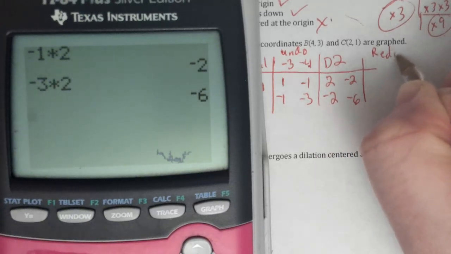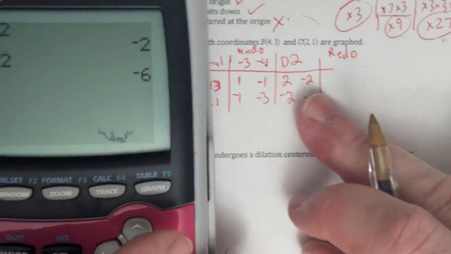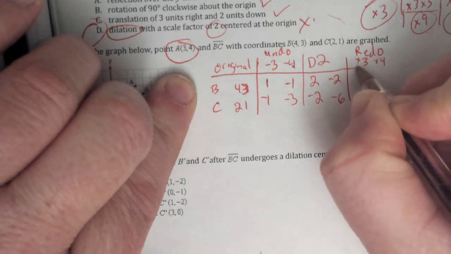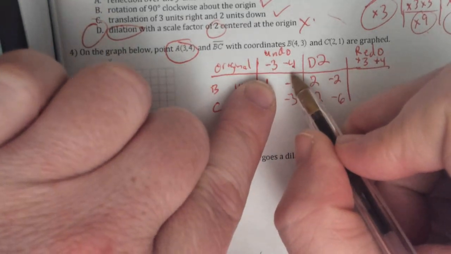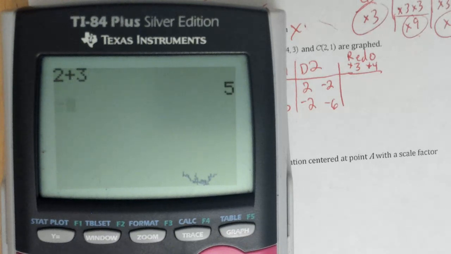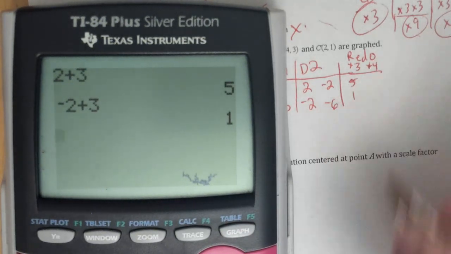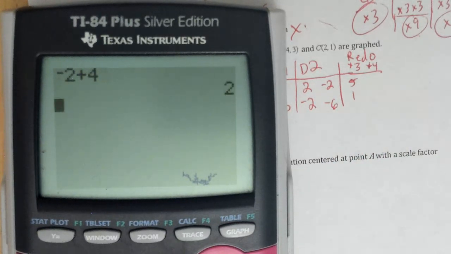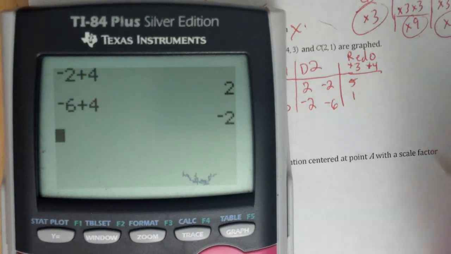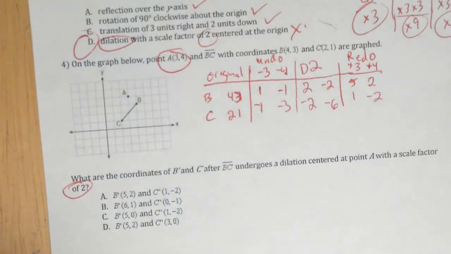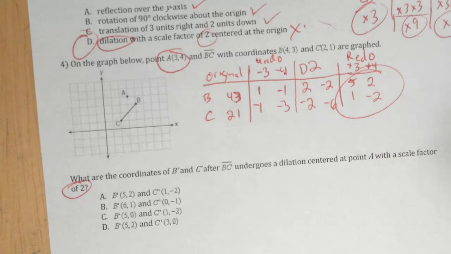And now we're going to redo. We're going to reattach our center. Our center was originally a positive 3 and a positive 4. So after we dilate, we're going to reattach it. We take those points and add that 3. So 2 plus 3 and negative 2 plus 3. We get 5, 1. Now we take all of our y's and add the 4. Negative 2 plus 4 and negative 6 plus 4. We get 2 and negative 2. All right, fabulous. Those are where the coordinates are, right there. Those are our answers.